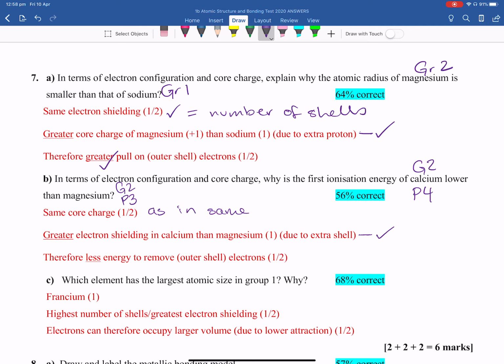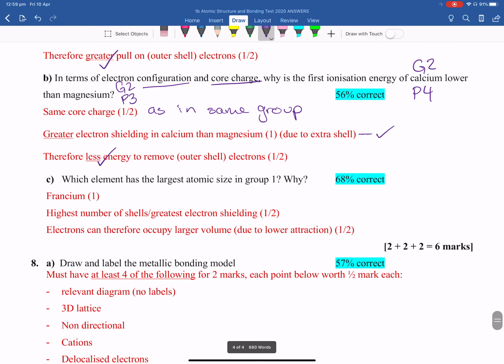The reason I knew to talk about core charge was because that was in the question. It told me to talk about electron configuration and core charge. Therefore, if you've got the same core charge but greater shielding, you don't need as much energy to remove it. So it needed to refer to energy in that final half mark.